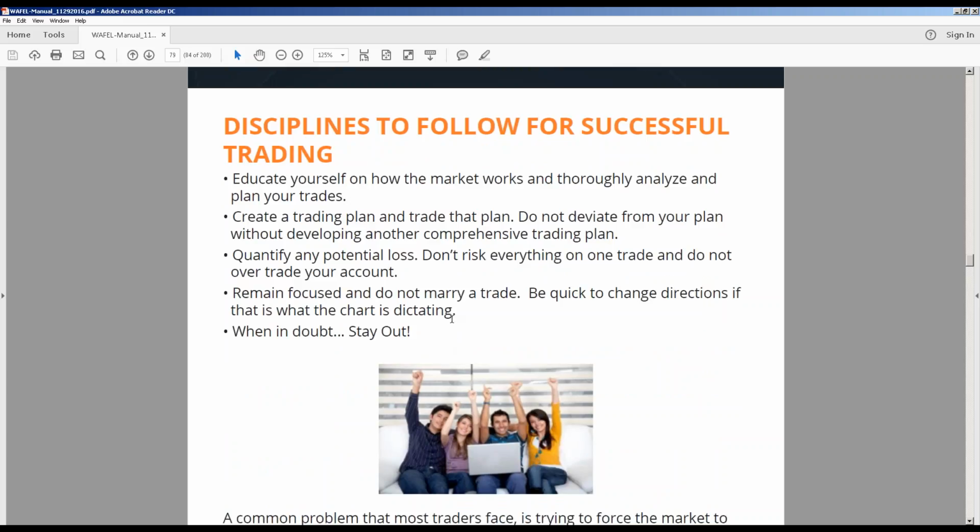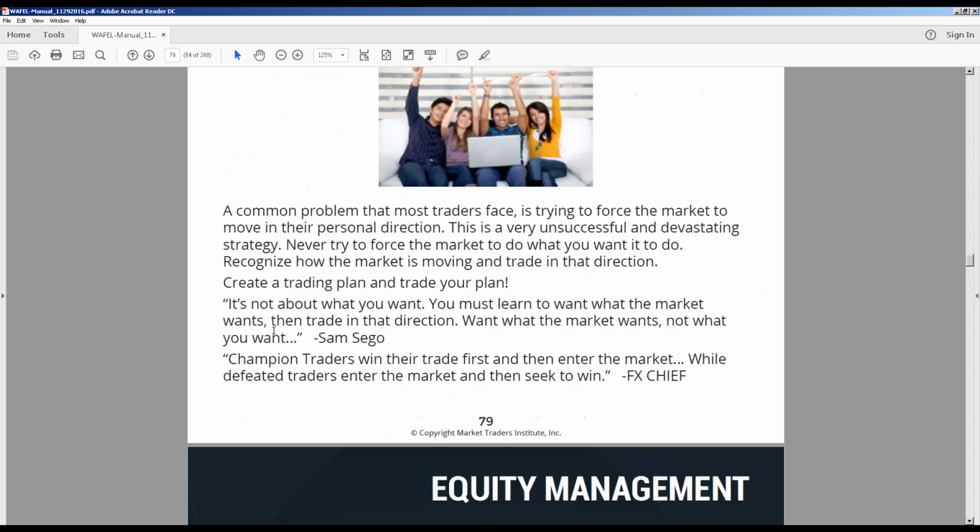Now, disciplines to follow for successful trading. Educate yourself on how the market works and thoroughly analyze and plan your trades. Create a trading plan and trade that plan. Do not deviate from your plan without developing another comprehensive trading plan. Quantify any potential loss. Don't risk everything on one trade, and do not overtrade your account. Remain focused and do not marry a trade. Be quick to change directions if that is what the chart is dictating. When in doubt, stay out.